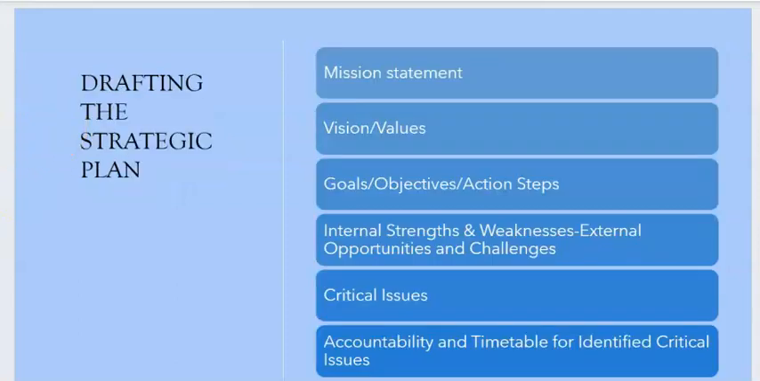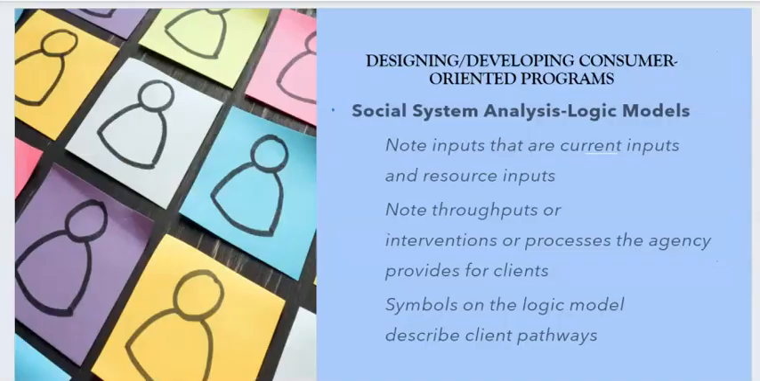In drafting the strategic plan, again, we look at mission statement, we look at vision. The reading didn't talk so much about values, but we should also be doing a value statement, looking at goals, objectives, and action steps, internal strengths and weaknesses, and looking at external opportunities and challenges, examining critical issues, and determining accountability and the timetable for achieving and dealing with those identified critical issues.